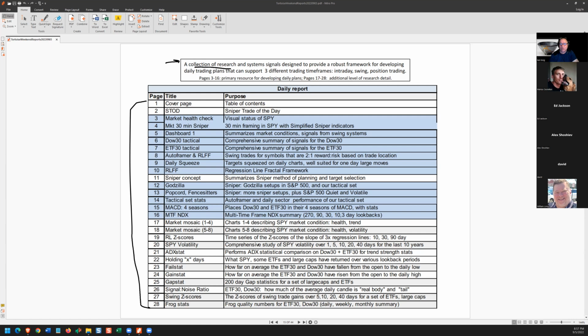It's a collection of research and system signals that provides a robust framework for developing daily trading plans that can support 3 different trading time frames: intraday, swing, and position trading. So intraday, again, we're thinking about less than 1 day. For swing, I'm thinking about overnight, because every swing trade starts with accepting an overnight risk.